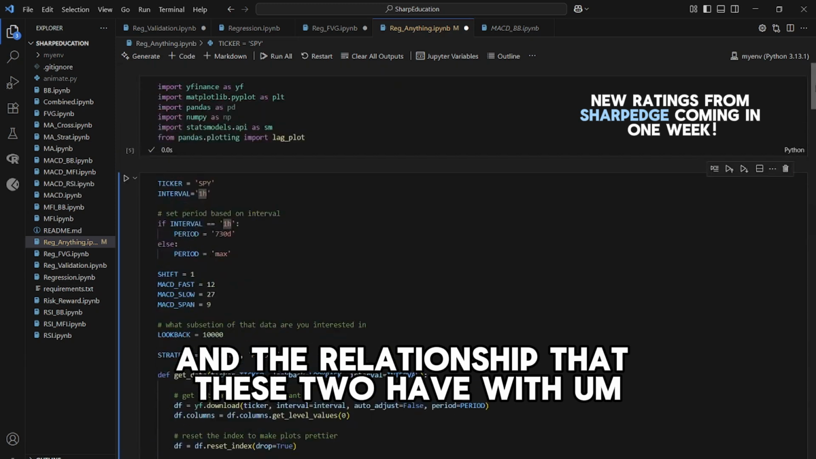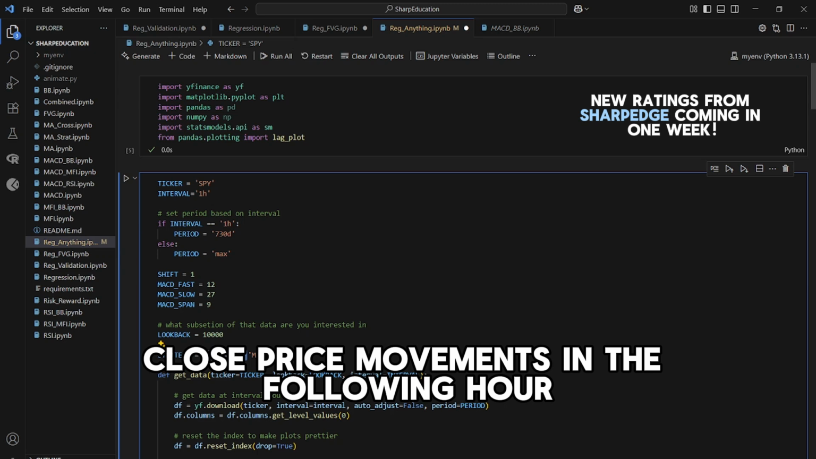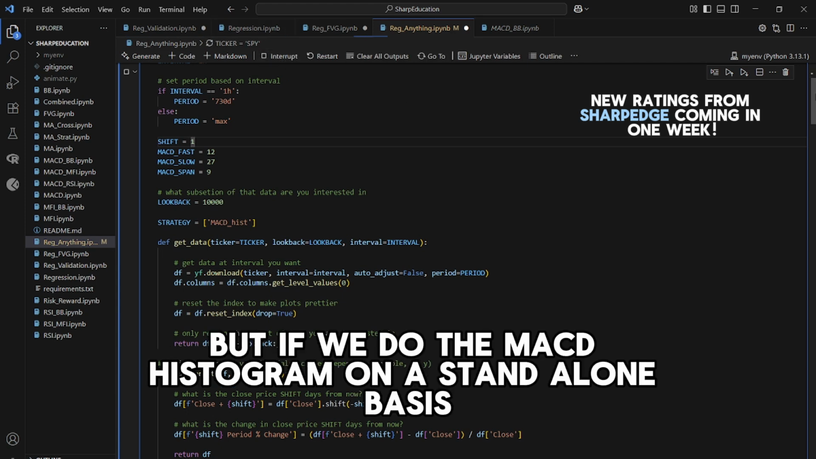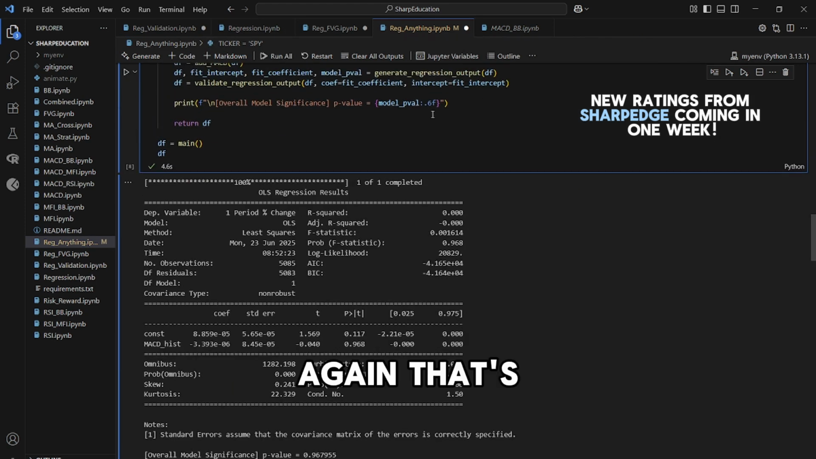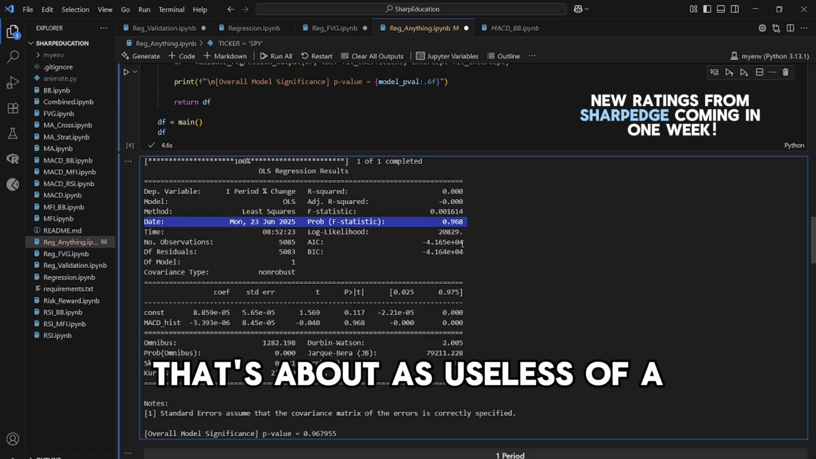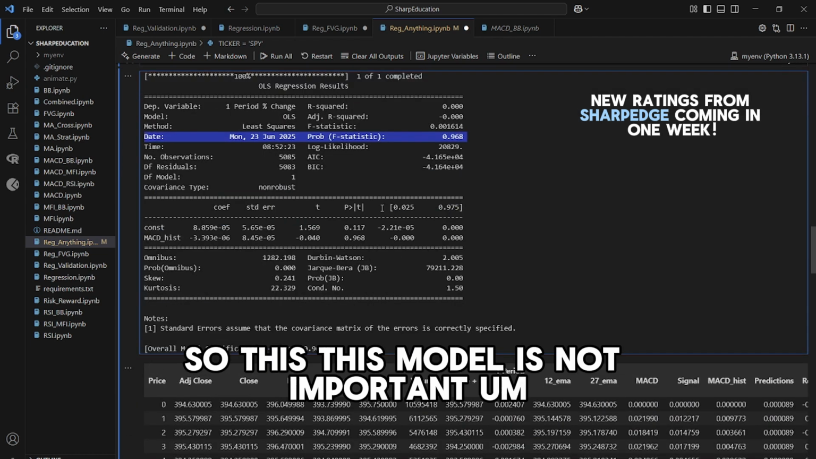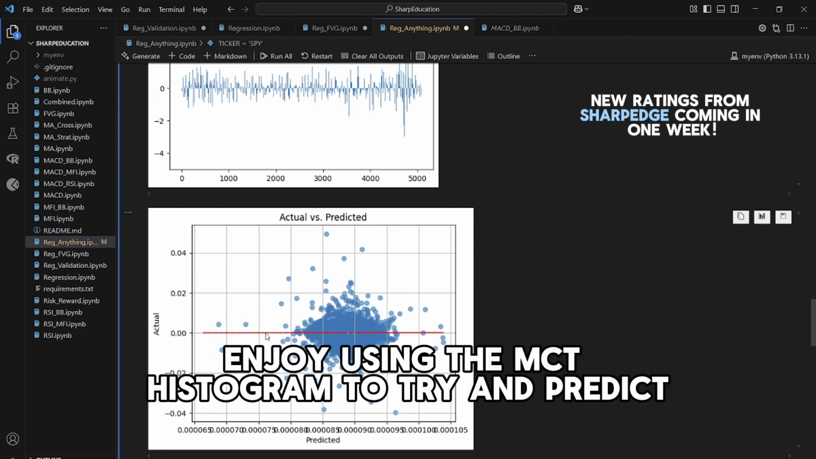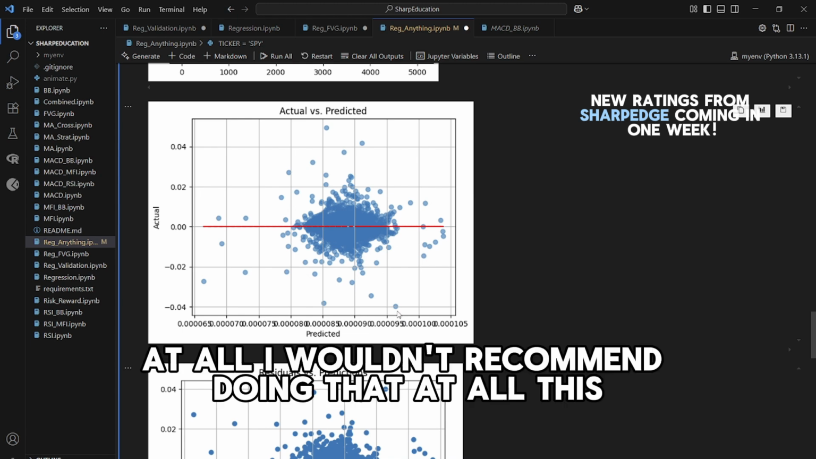The relationship that these two have with close price movements 1 hour from now is not useful. But if we do the MACD histogram on a standalone basis, again, that's about as useless of a p-value as you can possibly get. So this model is not important. You would not really enjoy using the MACD histogram to try and predict close price movements at all. I wouldn't recommend doing that at all.